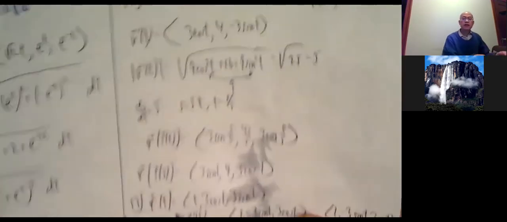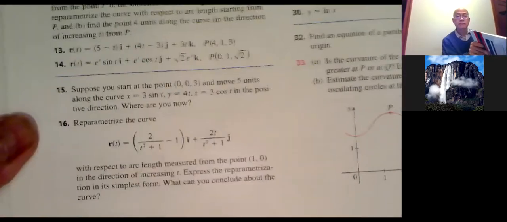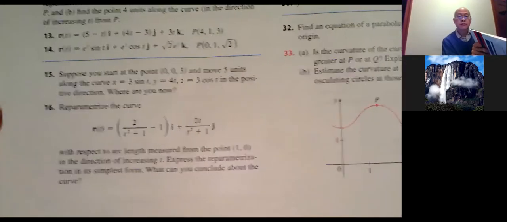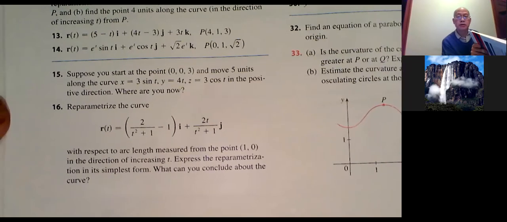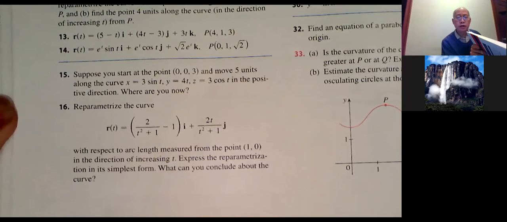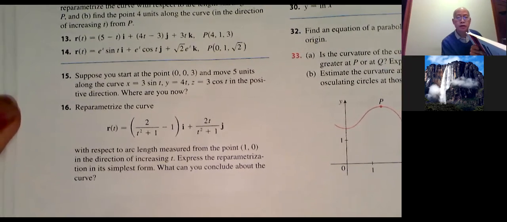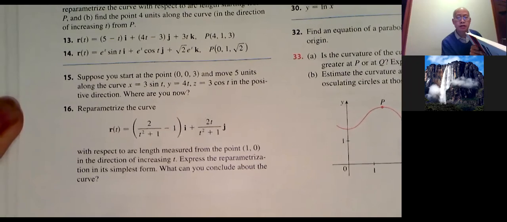Okay, and then 15 is like that, and that's the only other one that's like that. So let me show you the setup for 15. Suppose you start at the point (0, 0, 3) and move 5 units along the curve. x equals 3 sine t, y equals 4t, z is 3 cosine t, in the positive direction.